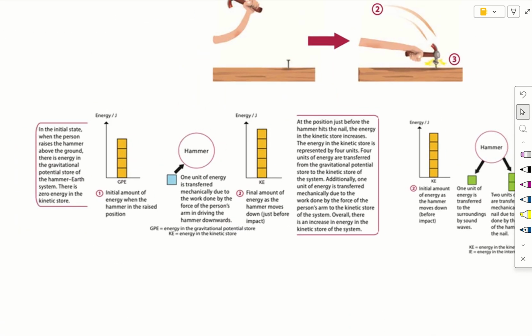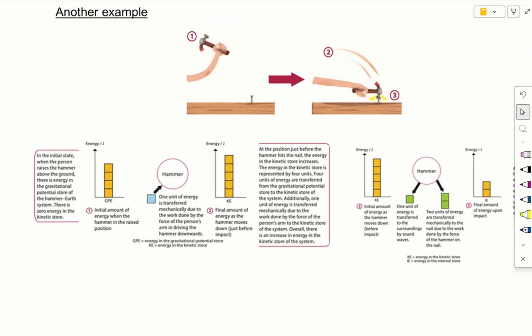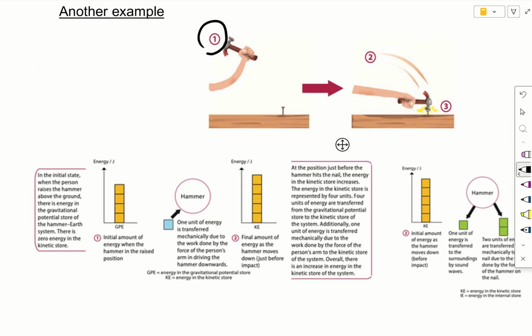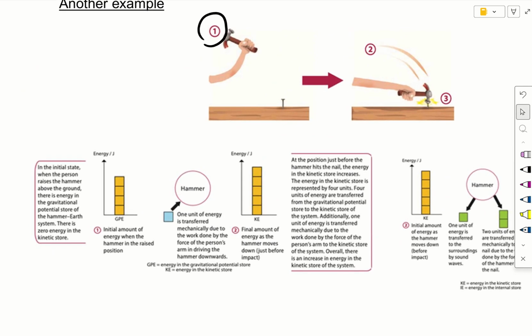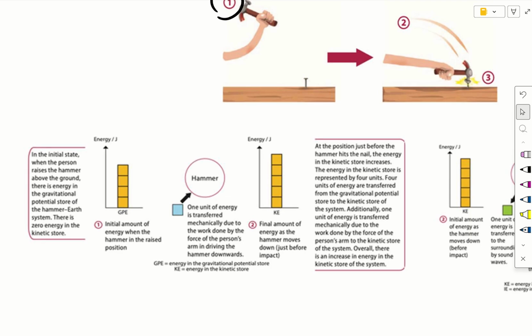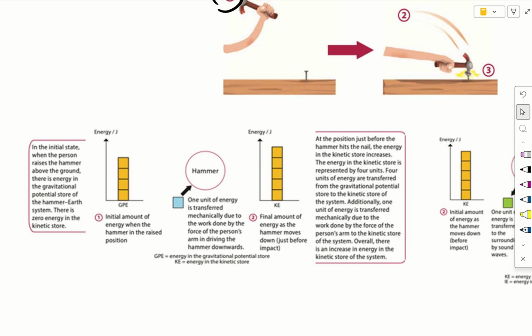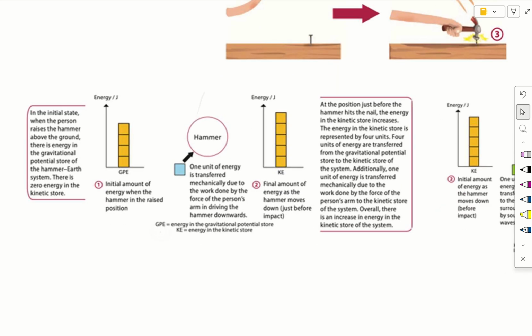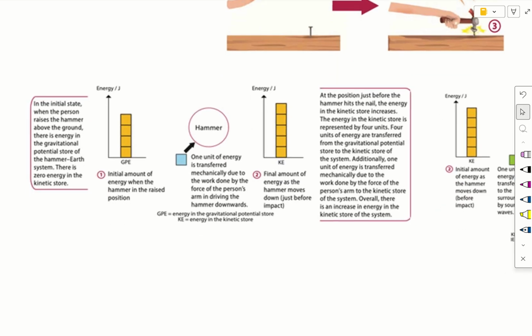Okay, one more example. Okay, in this case we are looking at the hammer. So the hammer is raised high up. So in the initial state, when a person raises the hammer above the ground, there is energy in the gravitational potential store. Okay, because recall that energy in the gravitational potential store depends on its location or position above Earth. Okay, so there are 4 units of energy in the gravitational potential store.